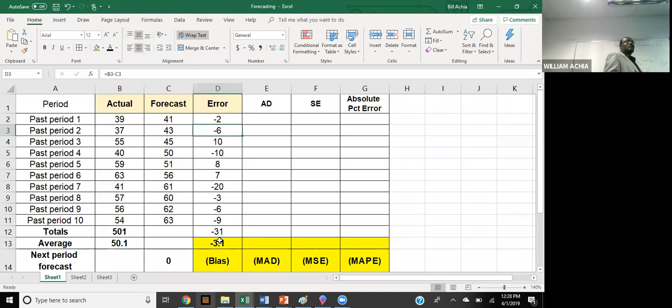It just gives you a quick number that you can use to determine, okay, I usually under forecast demand. Let me do something about it. Okay, let's look at the next measure of forecast error, which is MAD. MAD is the most commonly used measure of forecast error.